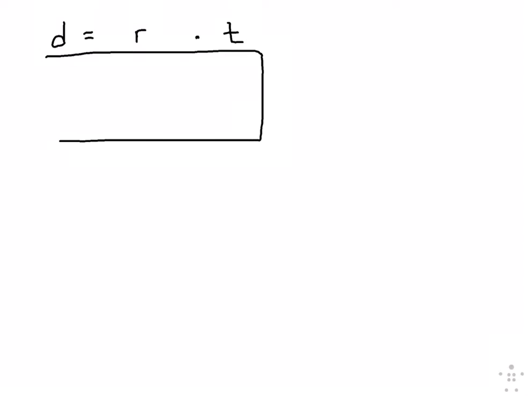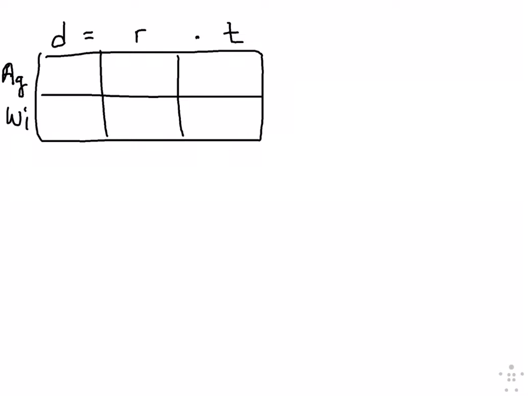So again, we make our table. D equals R times T. And leave enough space. And then we need to label the rows. So it's against the current and with the current, right? So now we fill in the blocks.